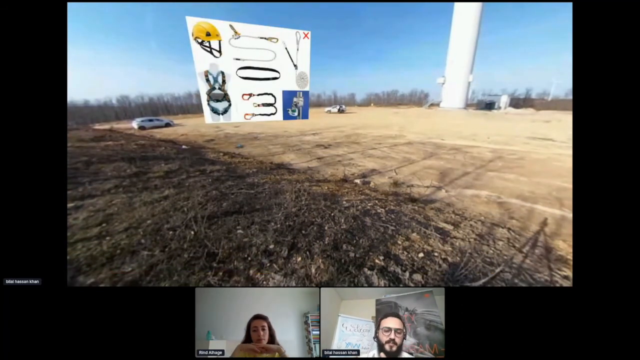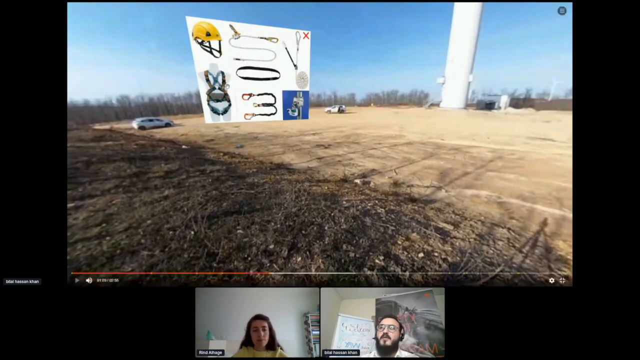Actually, there are some basic PPEs. It could be your shoes, it could be your dress, and these are the basic PPEs: shoes, dress, and helmet. And if you just want to visit the bottom platform on the turbine, you don't need to wear other PPEs like a full body harness, and you don't need a lanyard, and you don't need the fall arresting system.